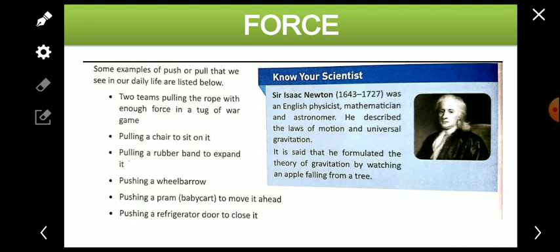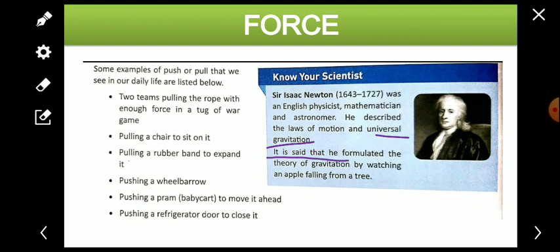Now something interesting we'll know about Isaac Newton. Sir Isaac Newton was an English physicist. What is the meaning of English physicist here? Actually the word English is used for the people of Britain, like Englishman. So English physicist means the physicist who belonged to Britain. He was a physicist, mathematician and astronomer also. He described the laws of motion and universal gravitation. He gave the law of motion and the law for universal gravitation also.